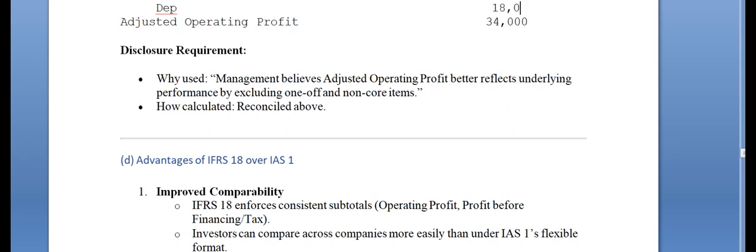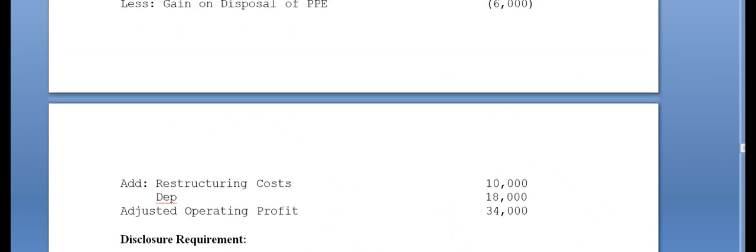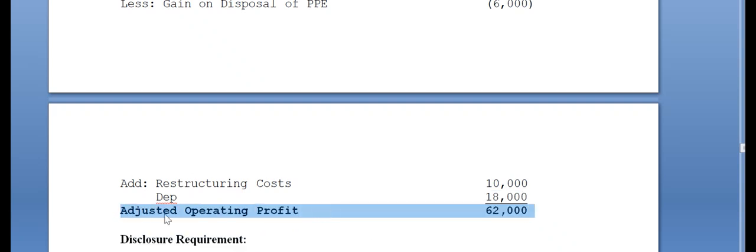18,000. So please, what's the new figure now? Are we together? Less gain on disposal. You have 24,000 plus 10, 34 plus 18. What will this new figure be? 62, I guess, if I'm right. Are we still together? Yes, sir. Is 62 correct? 52. Okay, 52. Thank you. So that is how to do your adjustment.